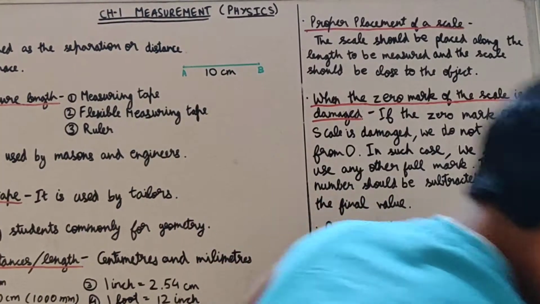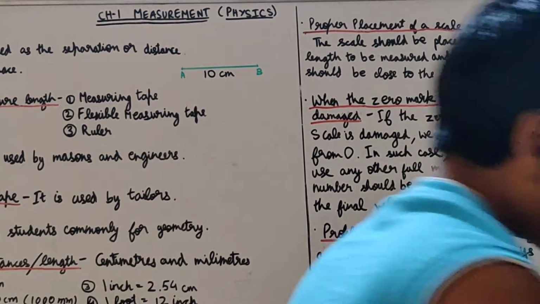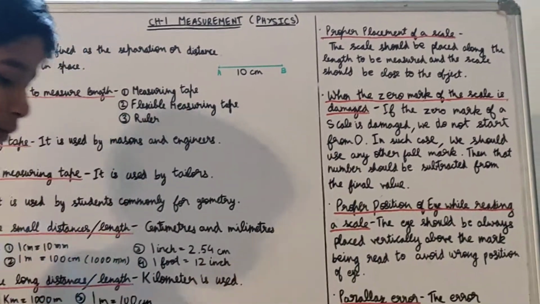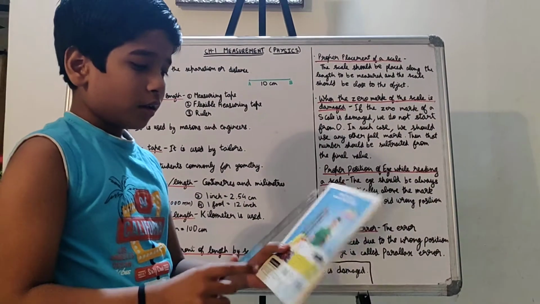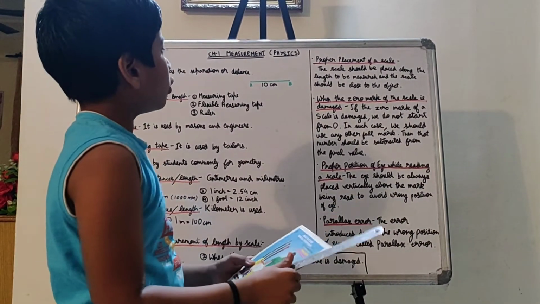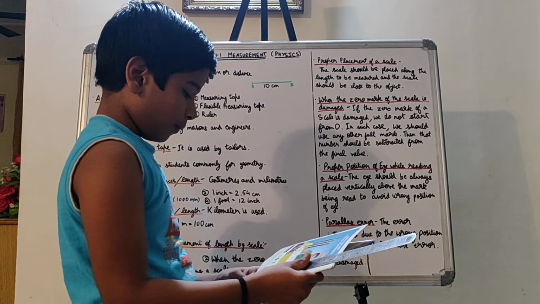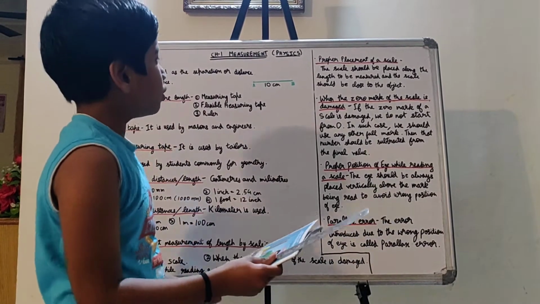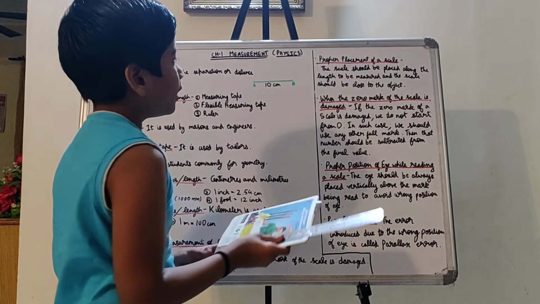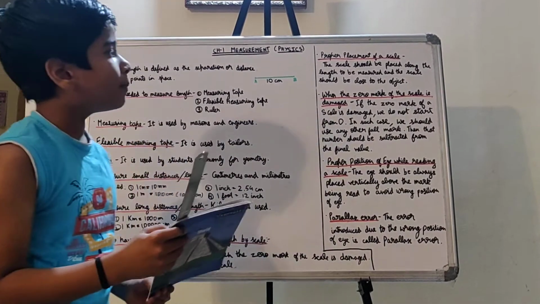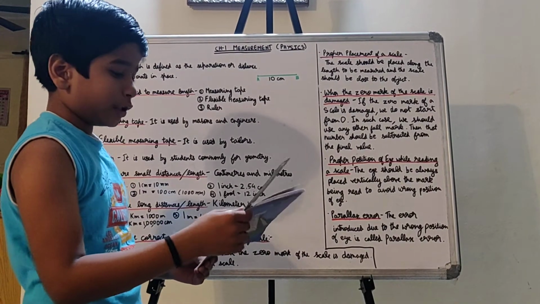So let me explain with the help of a small example. This is a notebook. I have to measure the length of this notebook. So the first rule of proper placement of a scale: the scale should always be placed along the length to be measured.